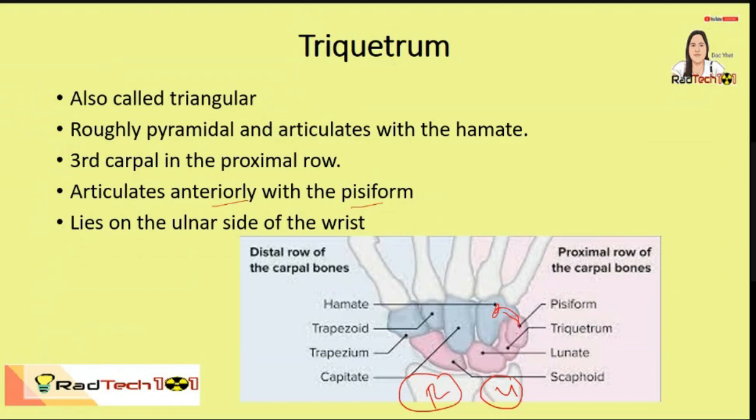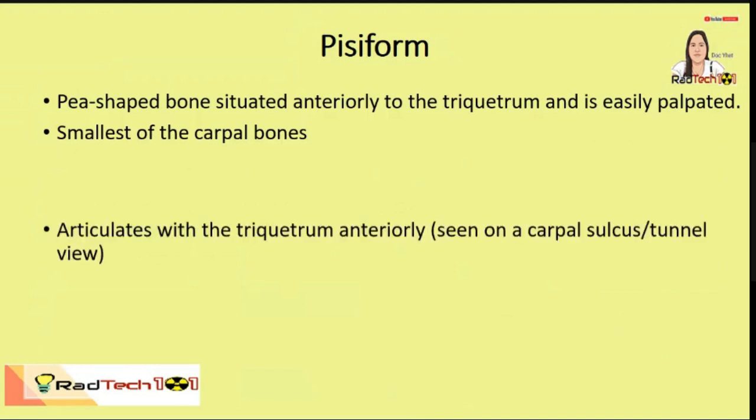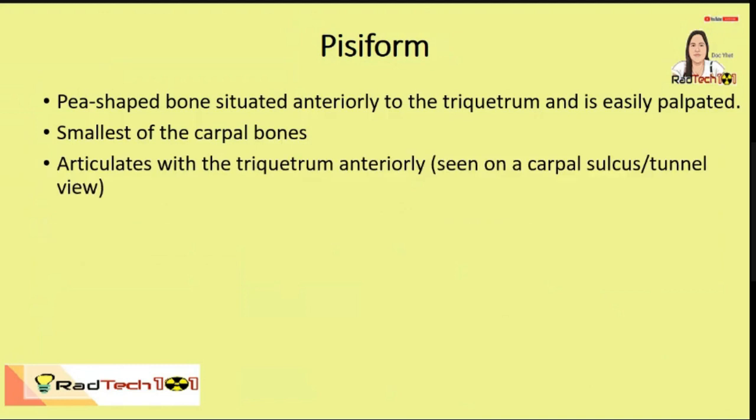So, it is the third carpal bone. So, again, we have 1, 2, 3. And next, pisiform. So, pisiform, it is a P-shaped bone which is located anterior to the triquetrum and is easily palpated. So, ito yung kapag nakaprone yung hand nyo sa ulnar side, so merong projection na bone that is your pisiform. Pisiform is the smallest carpal bone.